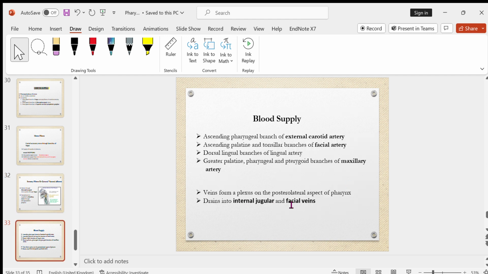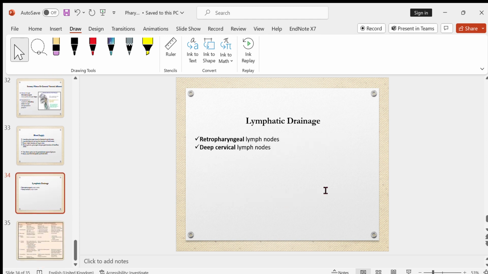The blood supply of pharynx is the pharyngeal branches of the external carotid artery, the palatine and tonsillar branches of the facial artery, the lingual branches of the lingual artery, the greater palatine, pharyngeal and pterygoid branches of the maxillary artery, and the veins of the pharynx drain into internal jugular veins and the facial veins. The lymphatic drainage of the pharynx is to the retropharyngeal lymph nodes as well as the deep cervical lymph nodes.